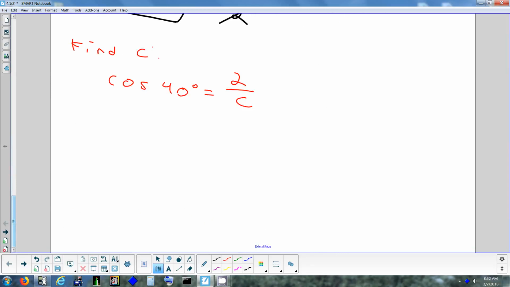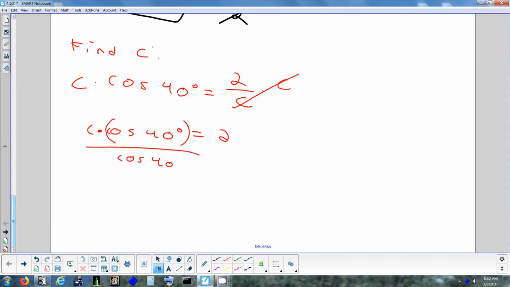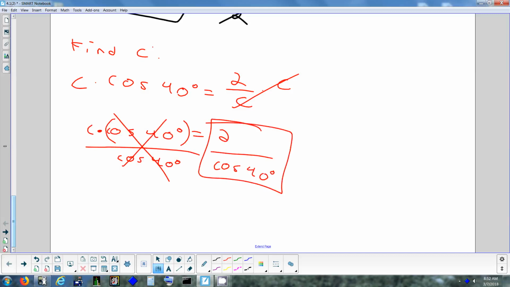Okay. If you didn't know that, your first step would be multiply both sides by C. So now you have C cosine 40 equals 2. But we don't want C times cosine 40. We want to get just C. So now move cosine 40 to the other side. Opposite of multiplication, division. Divide by cosine 40. And that's exactly what I told you C would equal: 2 divided by cosine 40.